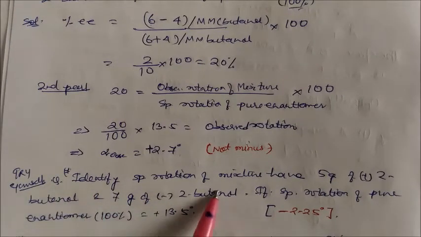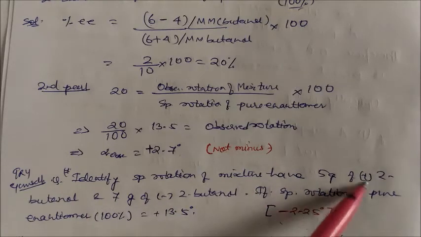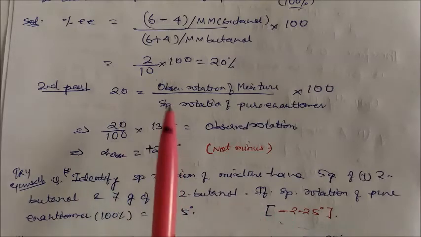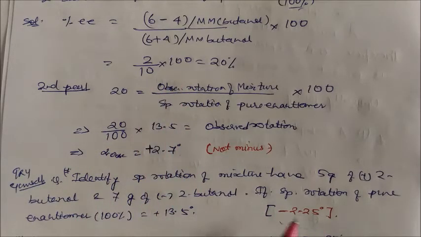Identify the specific rotation of a mixture that has 5 grams of plus 2-butanol and 7 grams of minus 2-butanol, if the specific rotation of the pure enantiomer at 100% is plus 13.5 degrees. Find the specific rotation of this mixture. You have to find the mixture only. If you solve it, you will get the resultant mixture as minus 2.525, because the amount of minus 2-butanol is 7 grams. If you solve this problem like the previous problem, you will get this answer exactly.